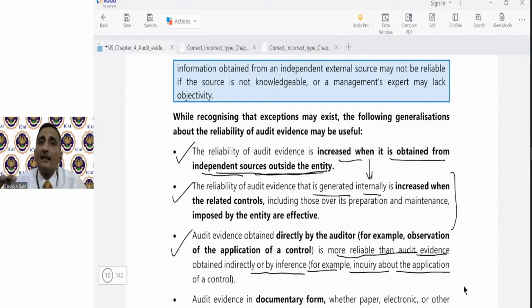Again, this doesn't mean that inquiry is of no value or of no use. It has its own use, because the auditor cannot obtain direct evidence in every respect. He can't see every process, and he can't obtain audit evidence in respect of all processes directly. So inquiry is also important. However, when we compare both, we say that audit evidence obtained by the auditor by seeing some process is more reliable.